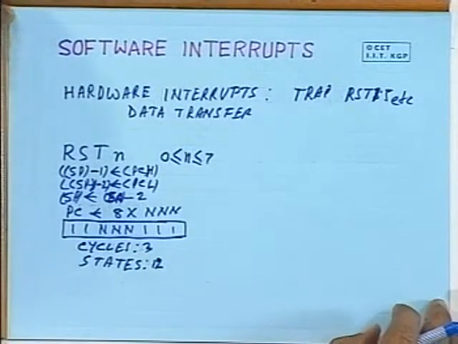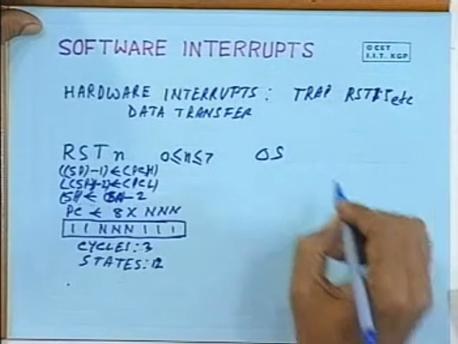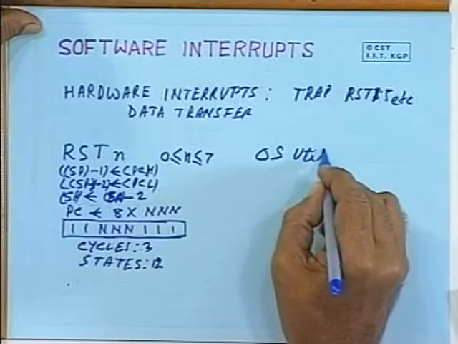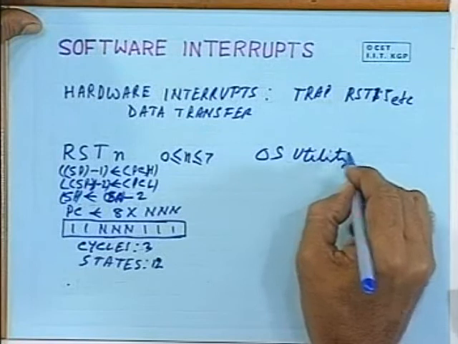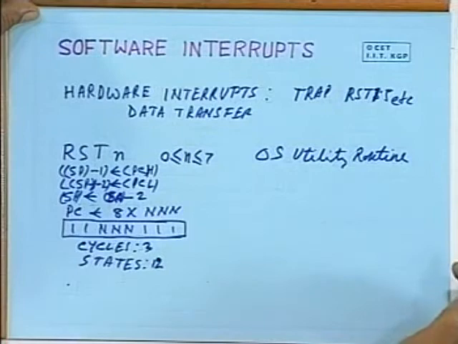Now, where are these software interrupts used? Whenever a software interrupt occurs, the processor status, that is program counter value, is stored in the stack, then it jumps to a fixed location. That location is usually the address of an OS utility routine.